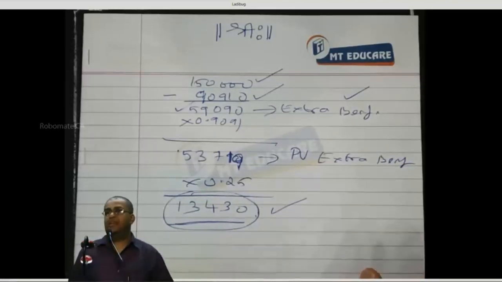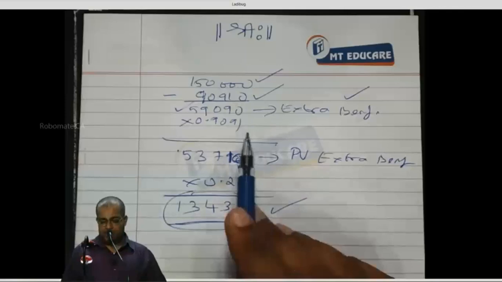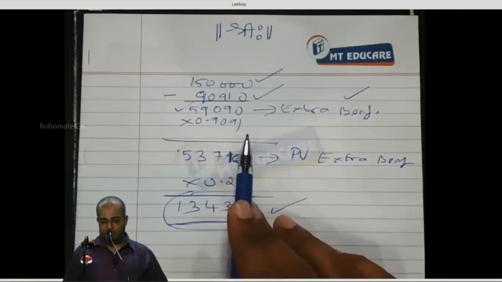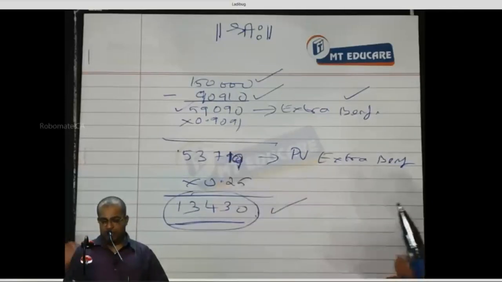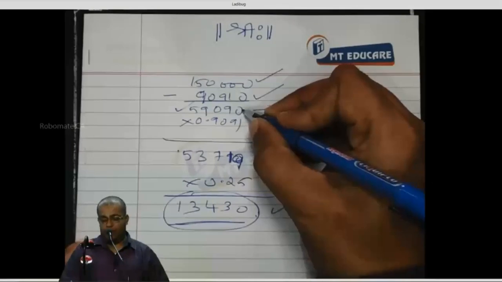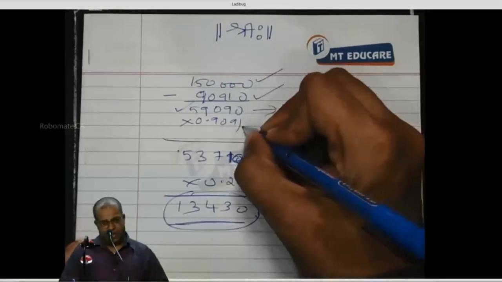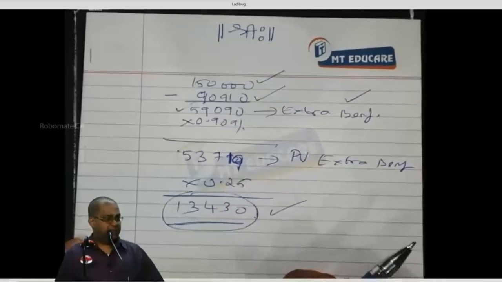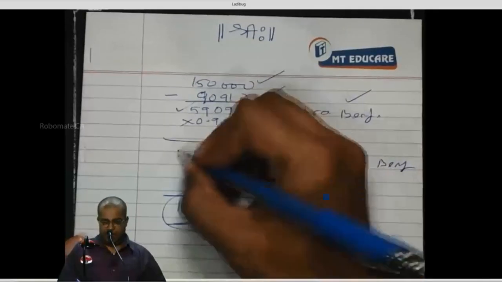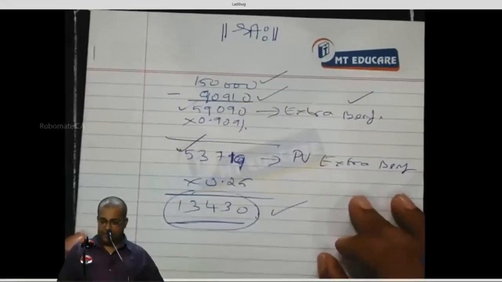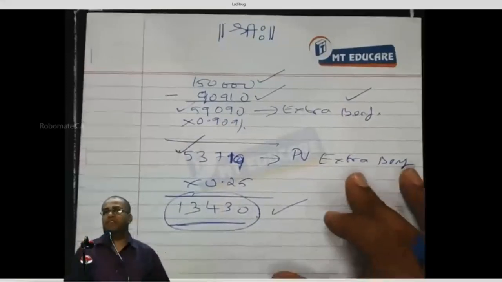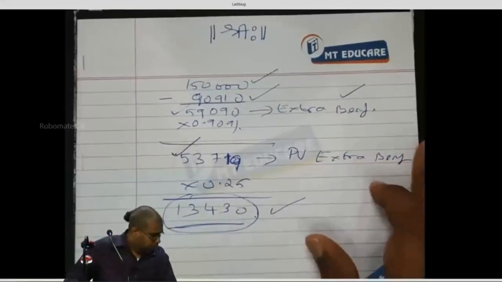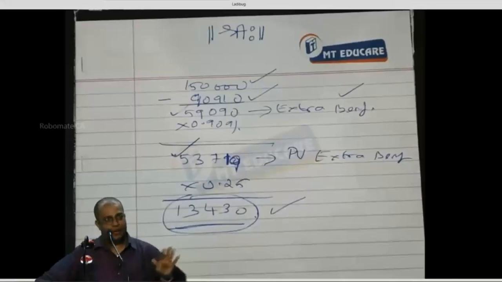Next, present value of extra benefit. Present value of extra benefit is equal to what into what? 59,090 into 0.9091. Present value of extra benefit is 53,719. Can I proceed?